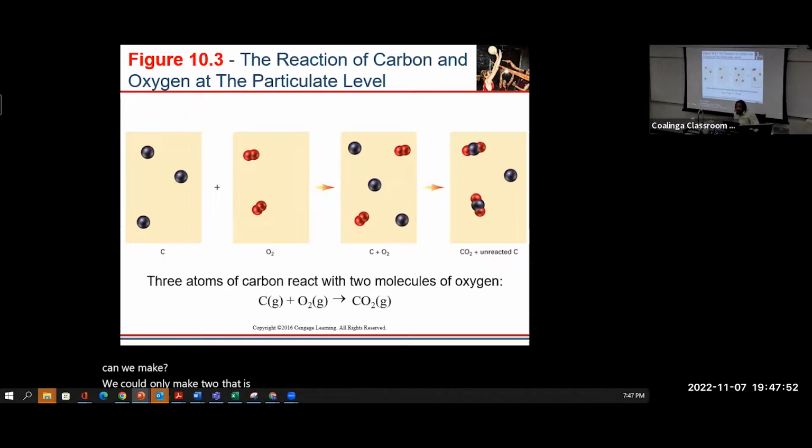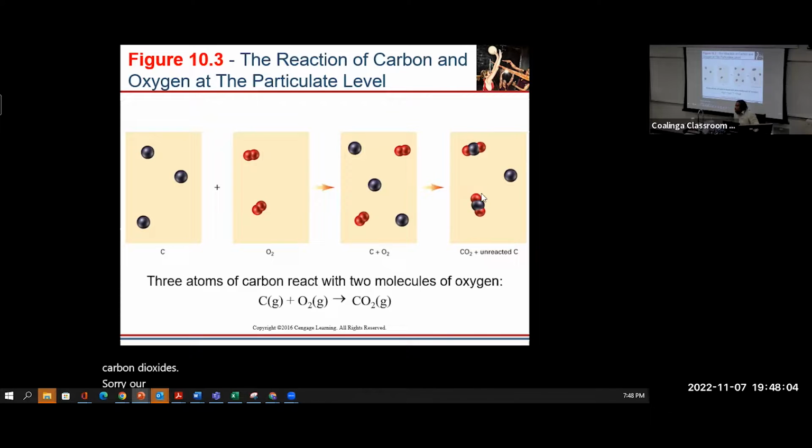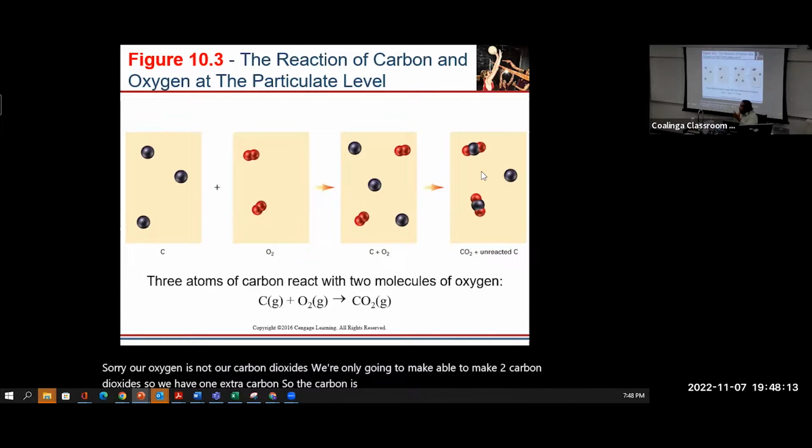You guys can see that in this graphic here. We've got 3 carbon, we've got 2 oxygen, so we're only able to make 2 carbon dioxide. So we have 1 extra carbon. So the carbon is in excess and the oxygen is limiting.